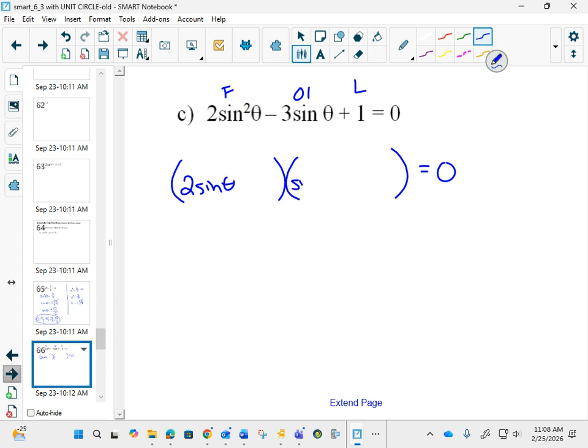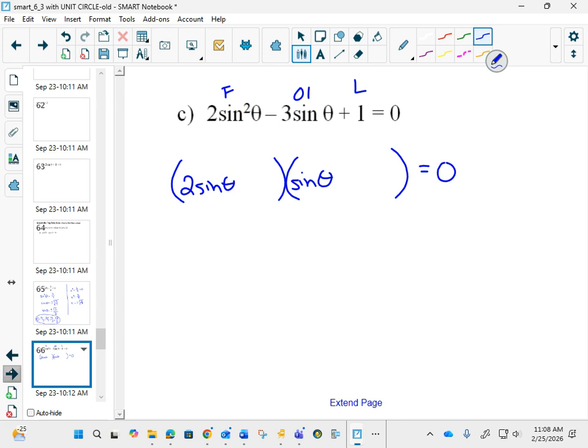Well, the only way to get 2 sine squared theta, there's only one option. It has to be 2 sine theta and sine theta. So if this can be factored, we don't know for sure yet if it can, but if it could, that's our only option. So that makes our life pretty easy.